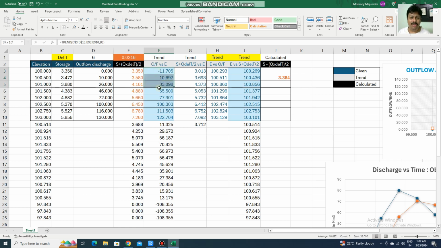So all these things are actually the outflow, which were predicted as a function of this elevation. And this outflow is the real one. This is the given outflow, and this is the predicted outflow.